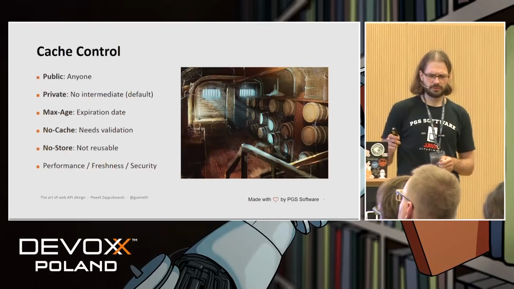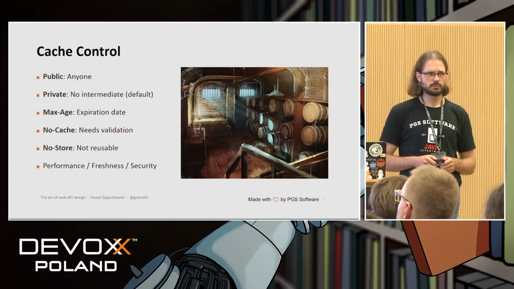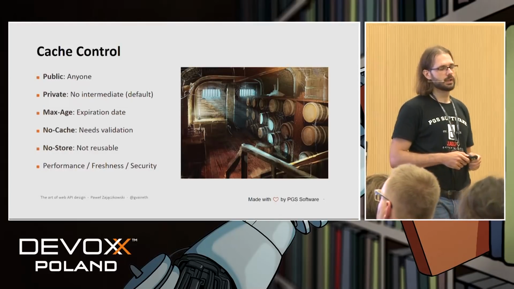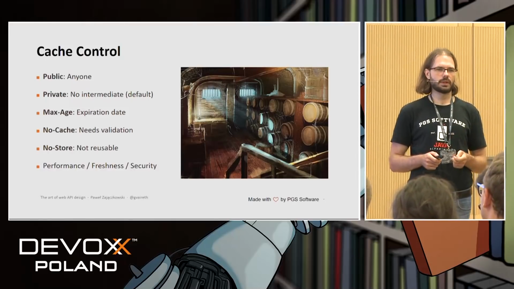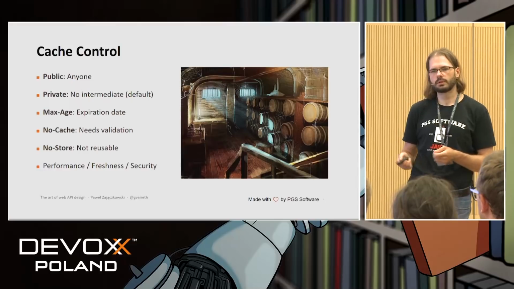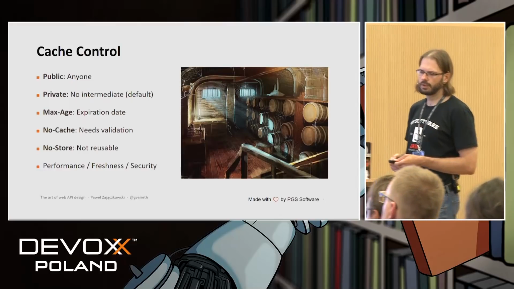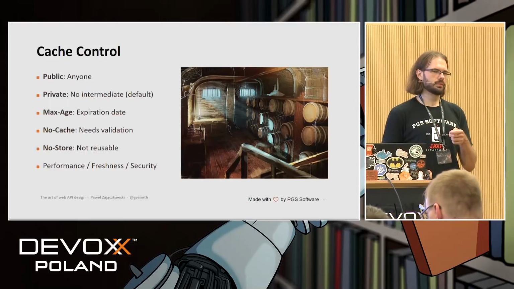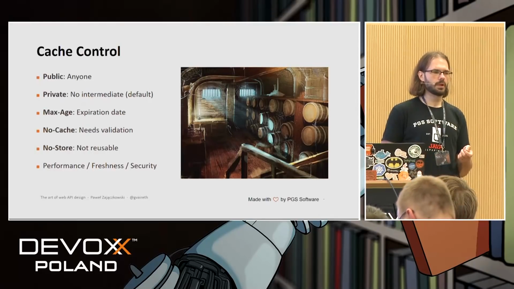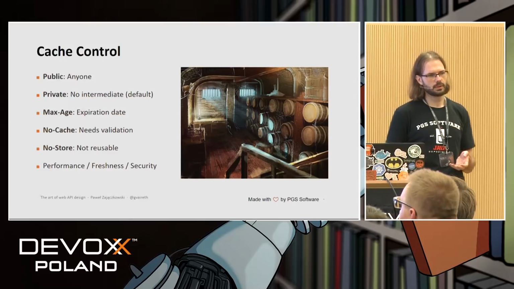There are actually like 15 or so more. Basically, we need to think if the data is private or public, if it can be stale or not, and if it is sensitive. And then we can set some effective caching strategy so that we save both on bandwidth and performance and computing power of our systems and clients.